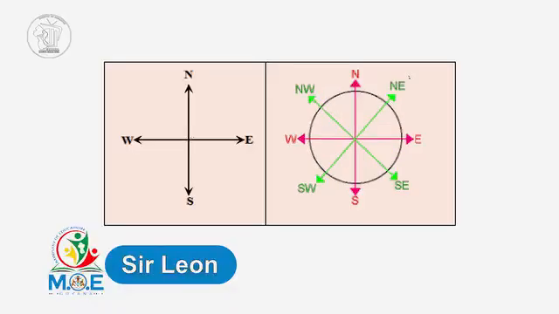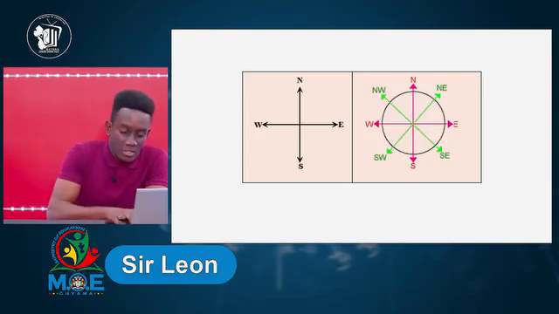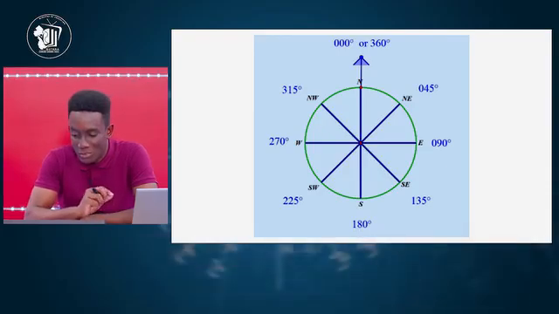Between north and east, we'll have northeast. Between east and south, we'll have southeast. Between south and west, we'll have southwest. And between north and west, we'll have northwest, right in the middle of it. At each of these points, there's a degree attached to them. Now this here is a guide. Whenever we are sketching bearings, this will be used as a guide.